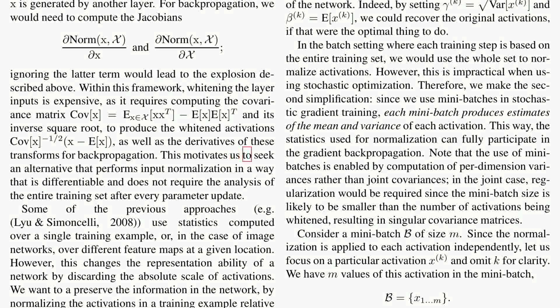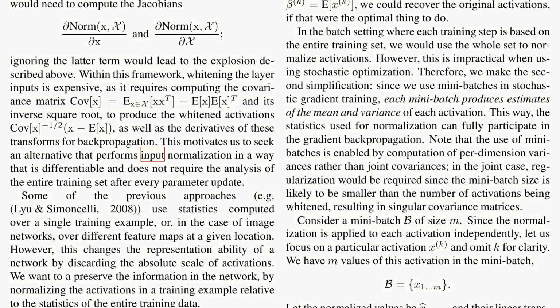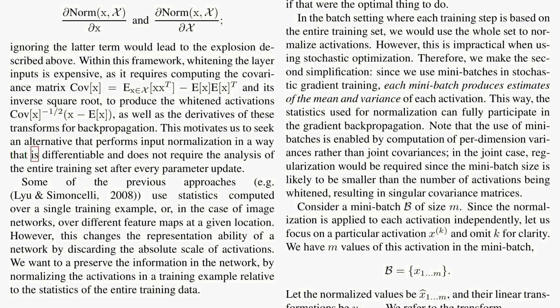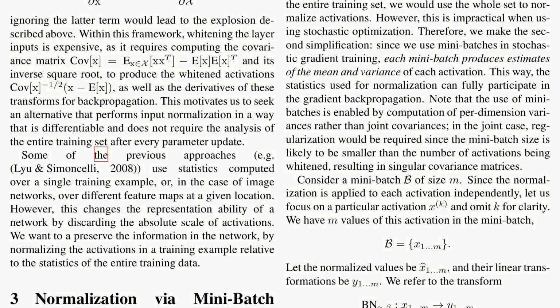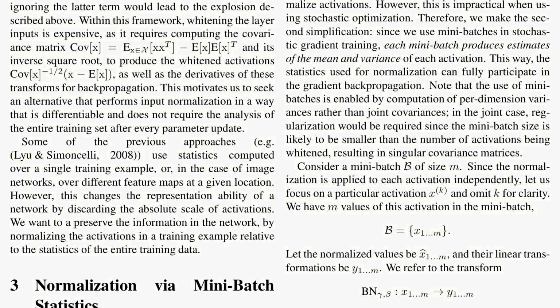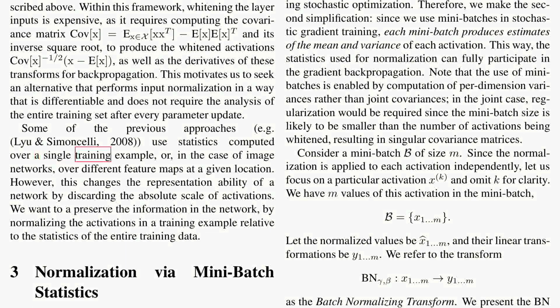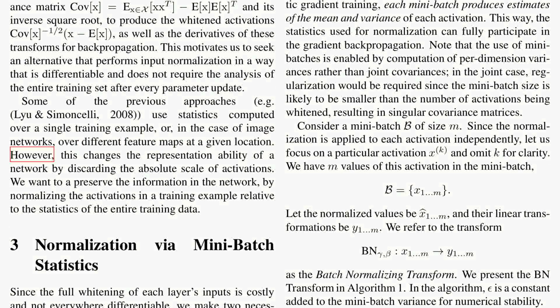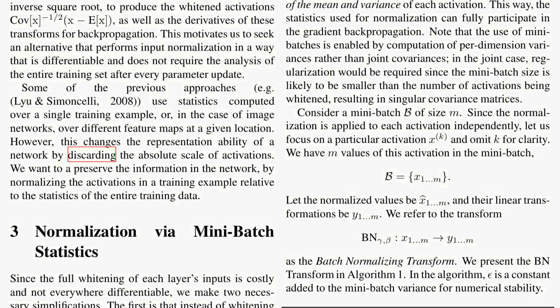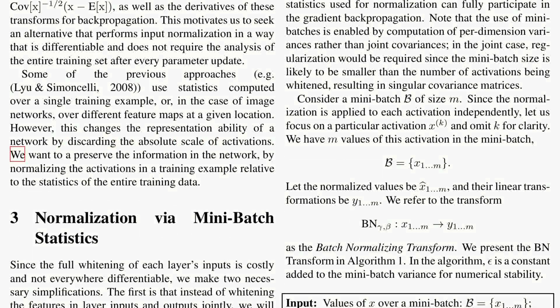This motivates us to seek an alternative that performs input normalization in a way that is differentiable and does not require the analysis of the entire training set after every parameter update. Some of the previous approaches, e.g. Liu and Simoncelli, 2008, use statistics computed over a single training example, or, in the case of image networks, over different feature maps at a given location. However, this changes the representation ability of a network by discarding the absolute scale of activations.